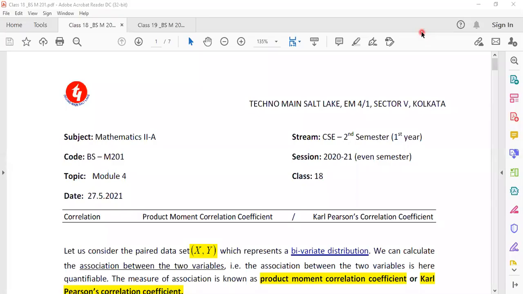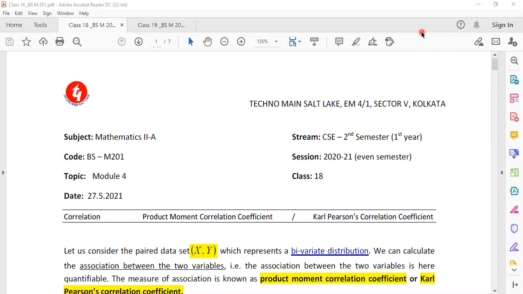We started with bivariate random variable and joint probability function. Associated with that, there is one topic which is called correlation, which is very important, and it is from module 4. So correlation, I want to cover first, and then I'll go back to the topic of unit 3.